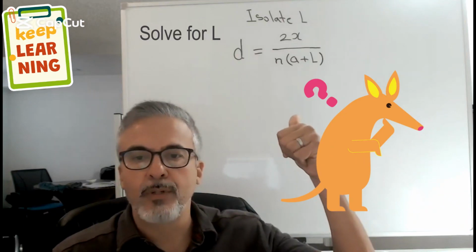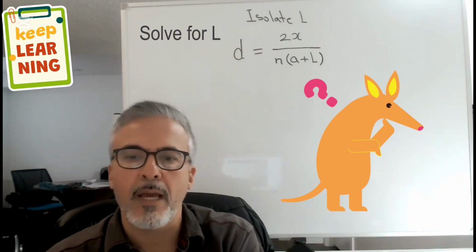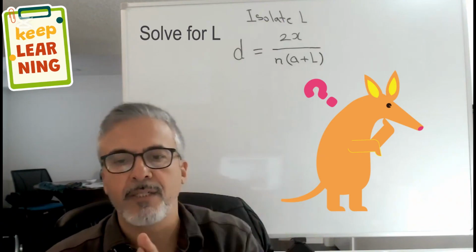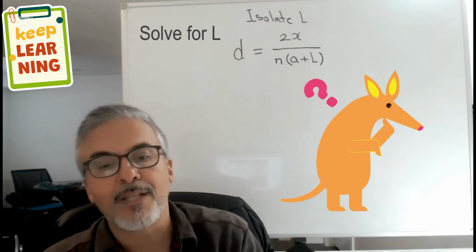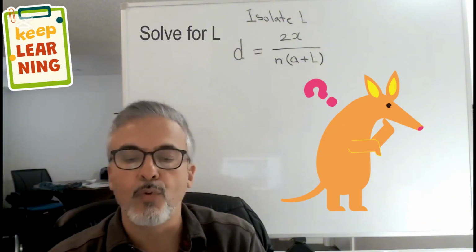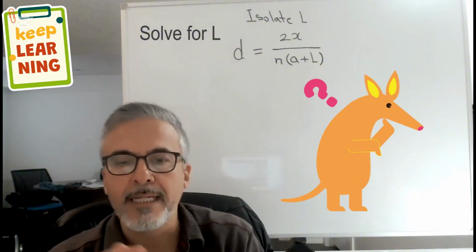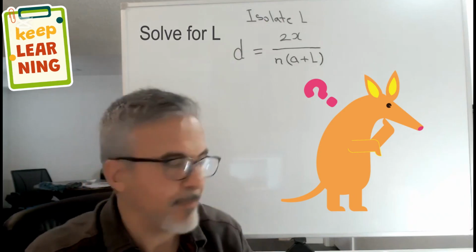I'm going to show you how to do this question right here. Basically, they want you to isolate the variable L that's on the bottom of the fraction, and it's inside brackets. What I'm going to show you is not the conventional way, and they will not teach you that in school. Most teachers will not teach you that, but it's a lot faster and a lot easier. So just watch and see.